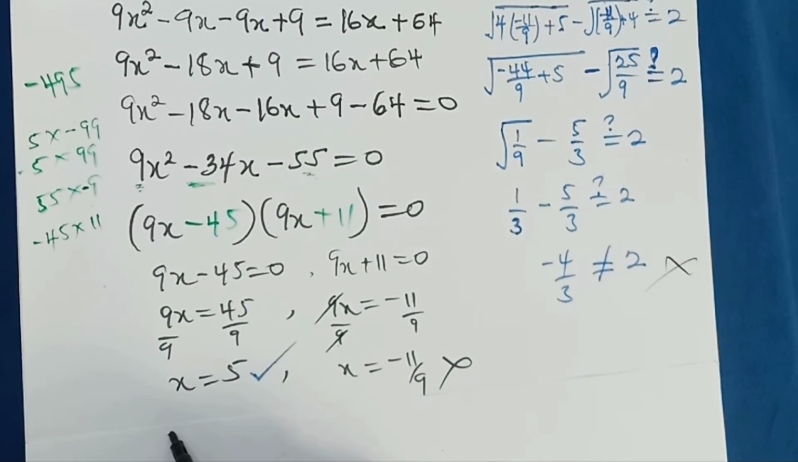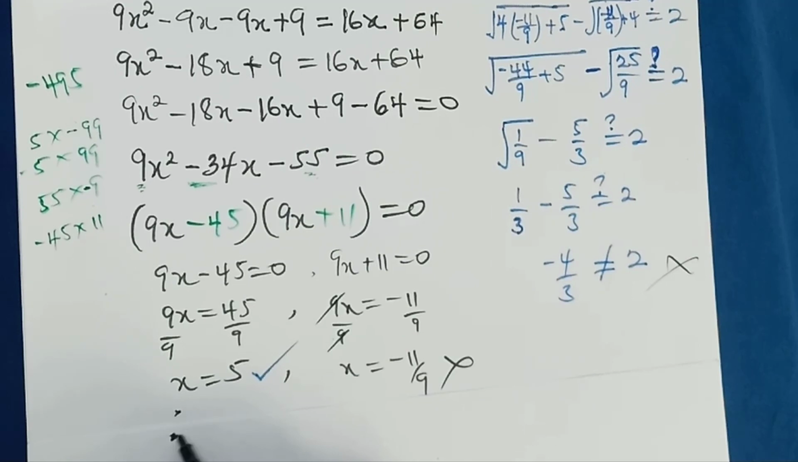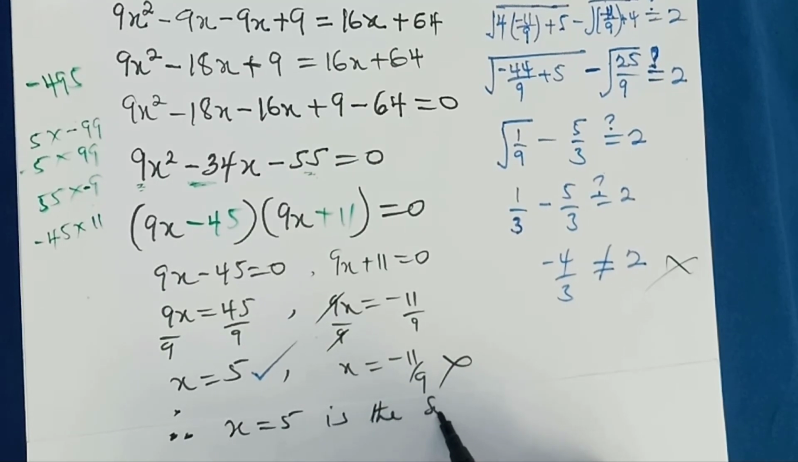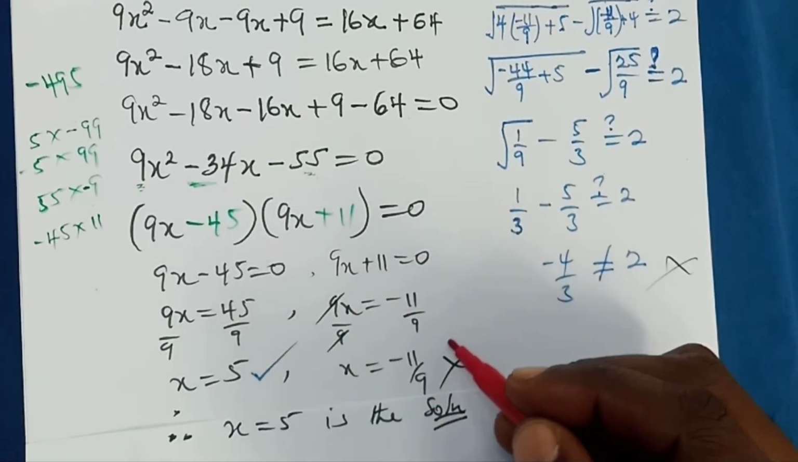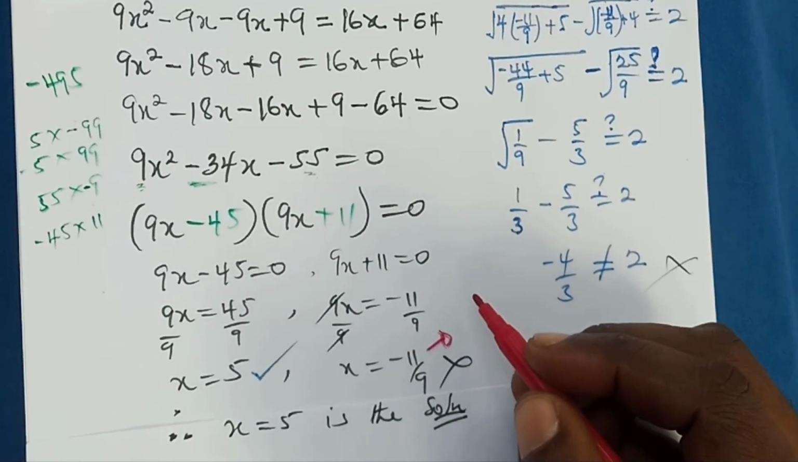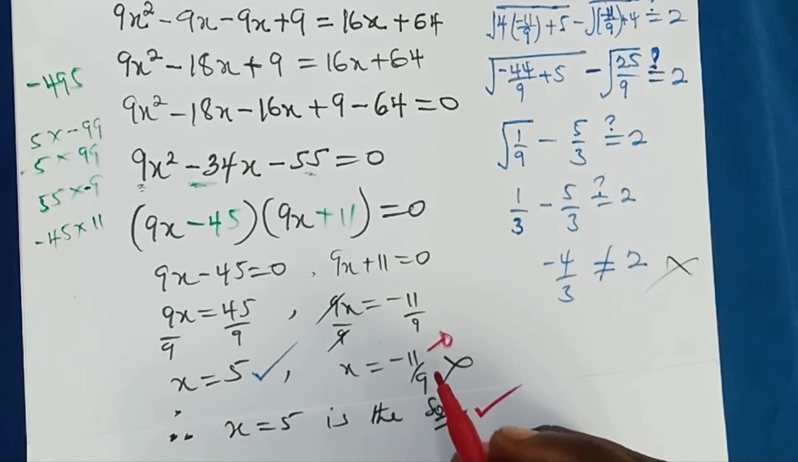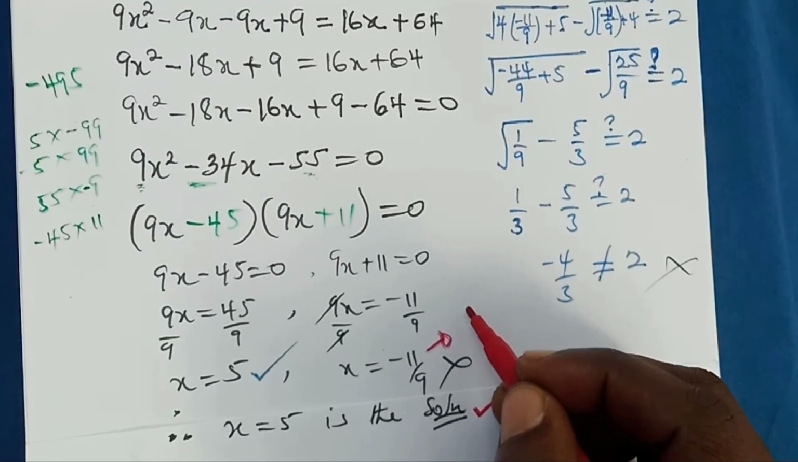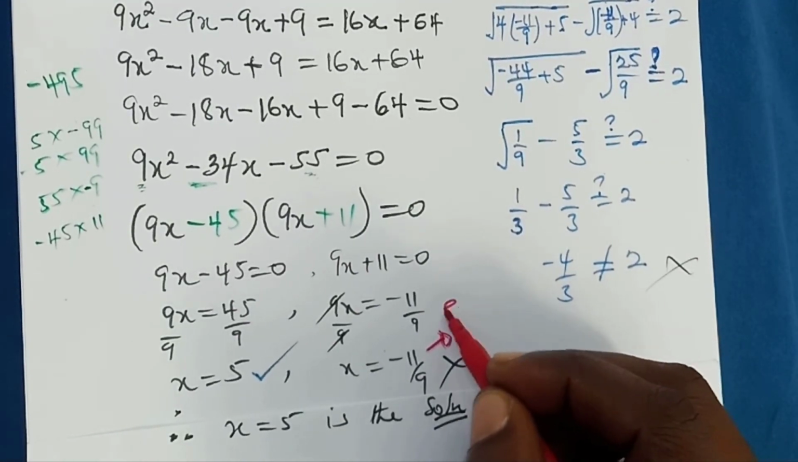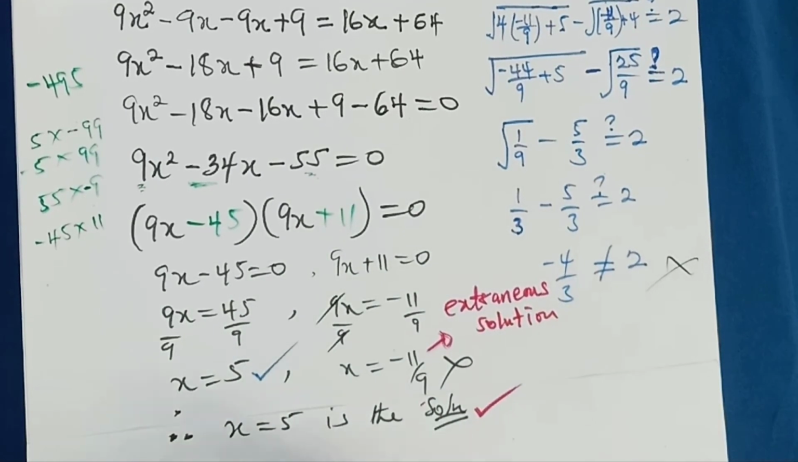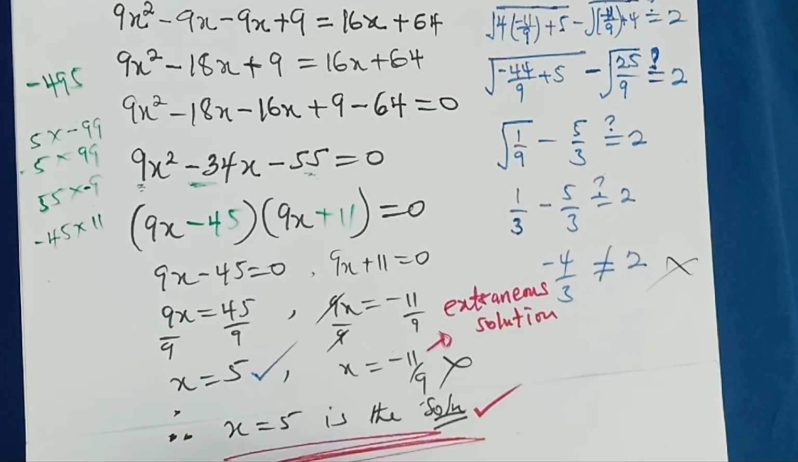Okay? Therefore, we conclude that x is equal to 5 is the solution. x is equal to negative 11 over 9 is not a solution. That is what we call an extraneous solution. And that is not a solution. So the solution is only x is equal to 5.